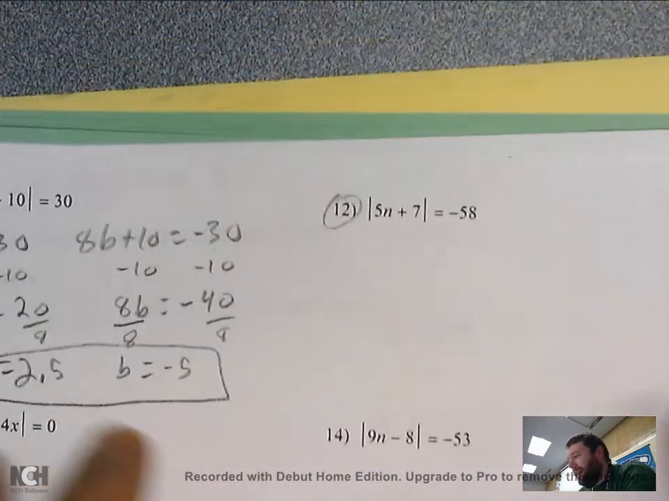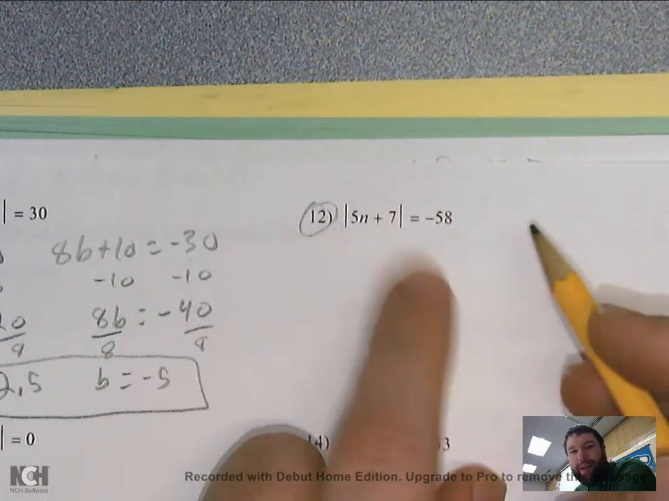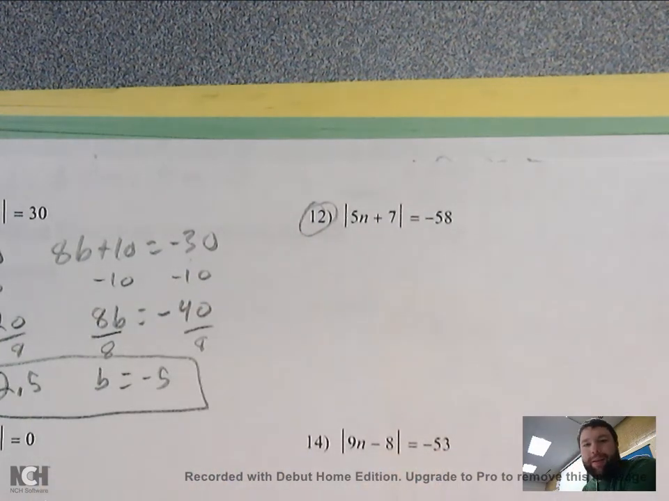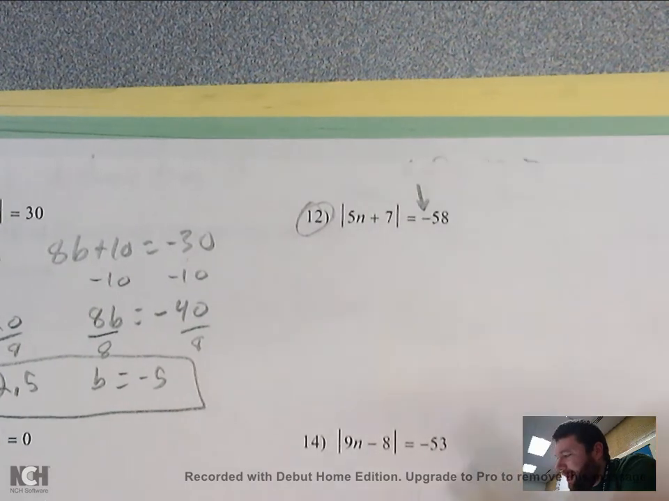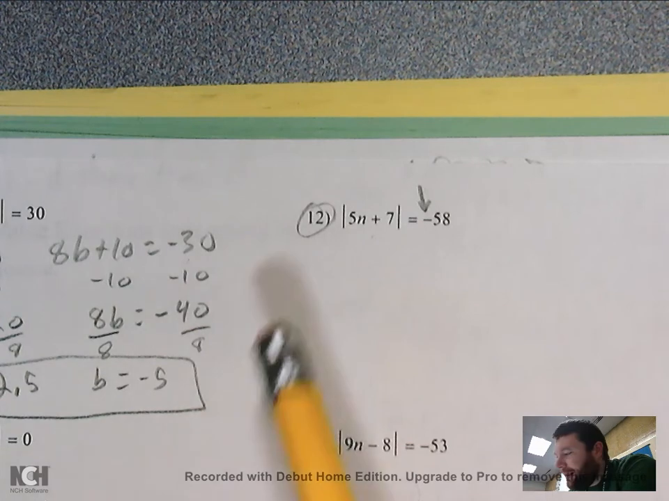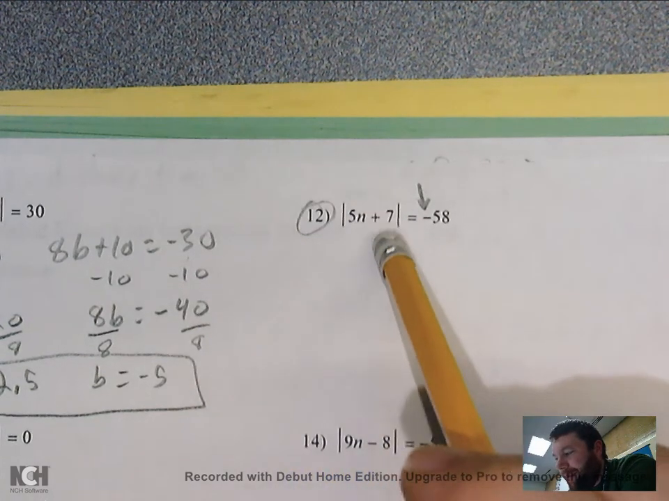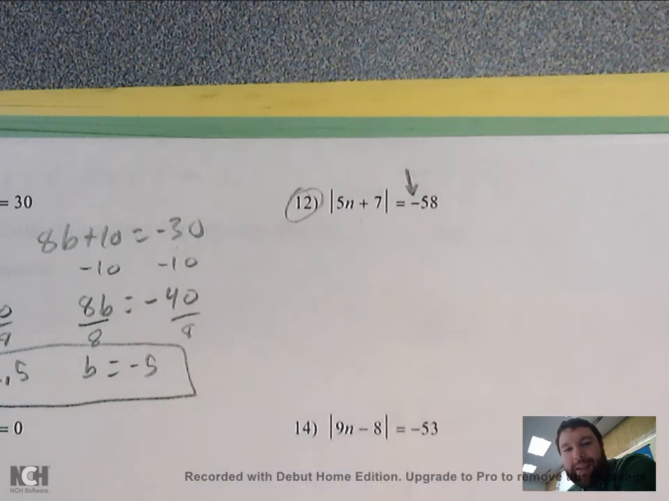Okay, let's look at this one. So this one, absolute value is all by itself. It's equal to negative 58. This is where I see one of the common mistakes. I see a lot of students try to split this. However, there is a problem with this problem, and it is right here. The absolute value is equal to a negative number. That's saying that the absolute value, or the distance of whatever 5n plus 7 is equal to, has a negative distance from 0. That is not possible.